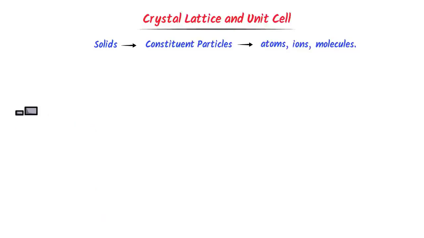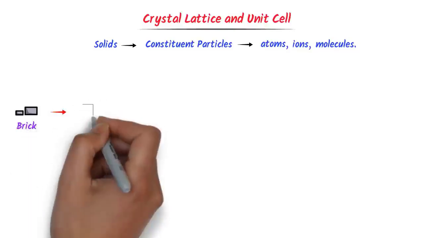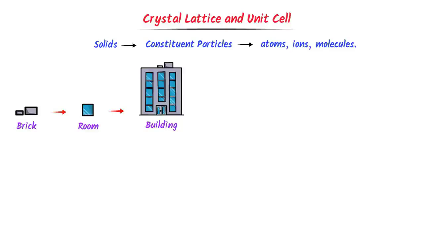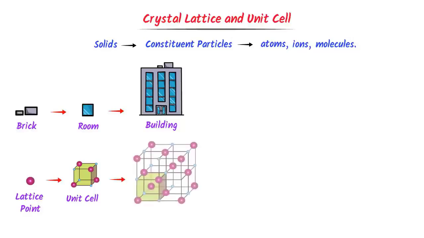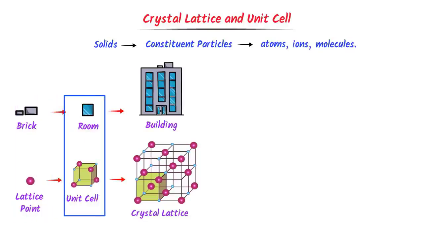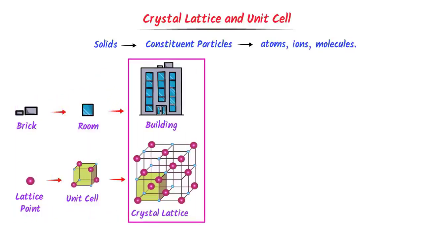We know that when many bricks combine together, they form a room. When many rooms combine together, they form a building. Similarly, when many lattice points combine together, they form a unit cell. When many unit cells combine together, they form a crystal lattice. So lattice point is like a brick, unit cell is like a room, and crystal lattice is like a big building which contains many unit cells.